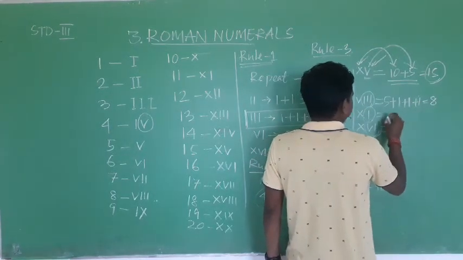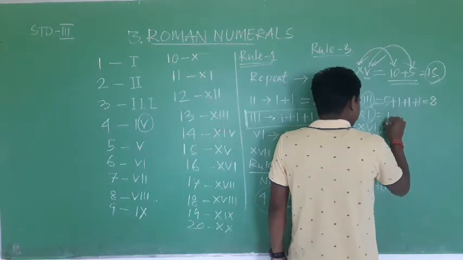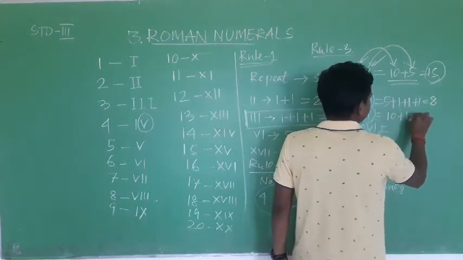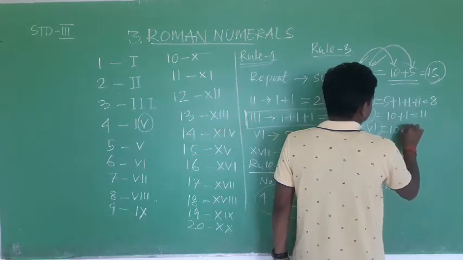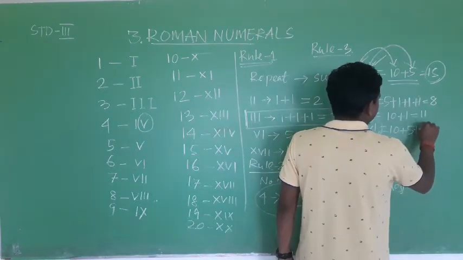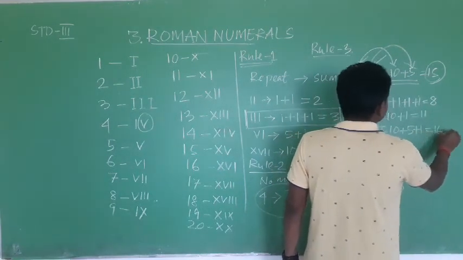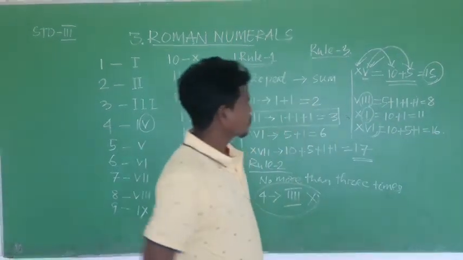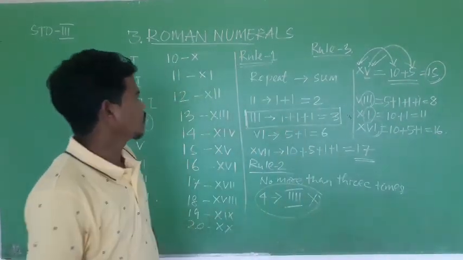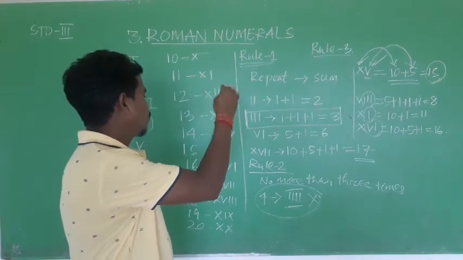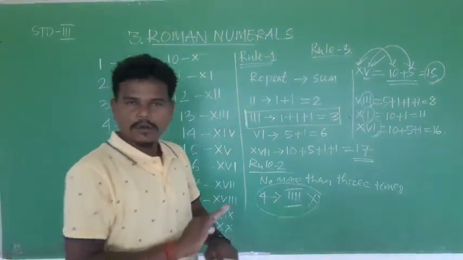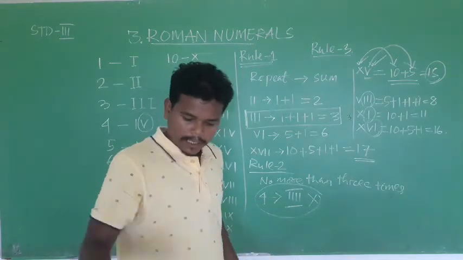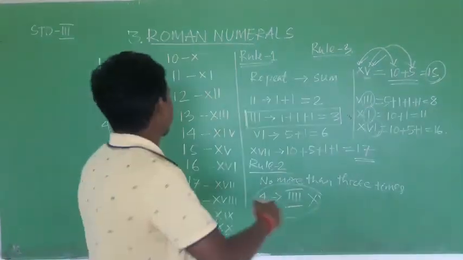And this is XI. 10 plus 1 is equal to 11. This is 10 plus 5 plus 1 is equal to 16. Okay. These are the resulting numerals. So rule number 1, rule number 2, rule number 3 is over. Now we will move to the next one.